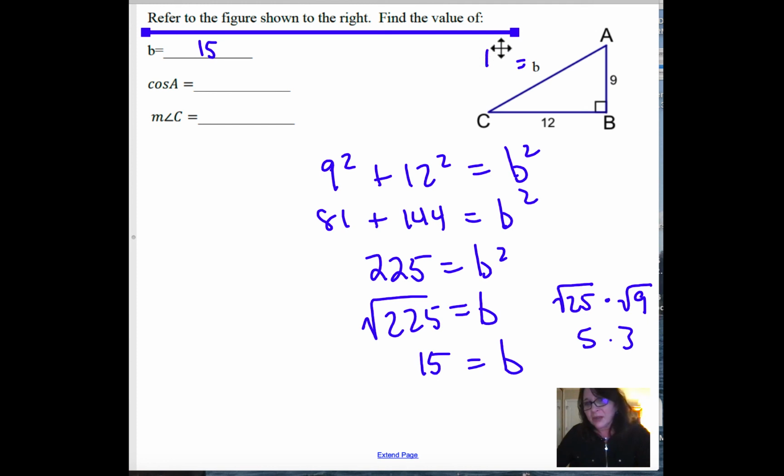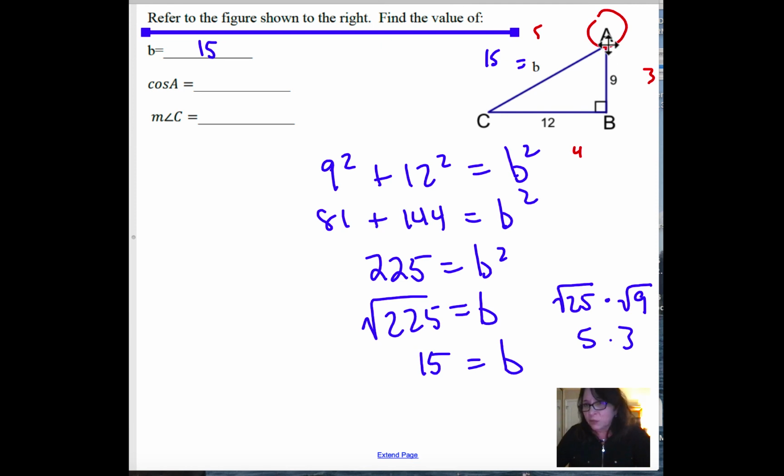Oh, and another thing is that maybe some of you recognize this as a Pythagorean triplet, right? So if I divided 9 by 3, I would get a 3, I would get a 4, and I would get a 5, a 3, 4, 5 right triangle, right? Anyway, so now that we know that b is 15, we would find cosine of angle A.